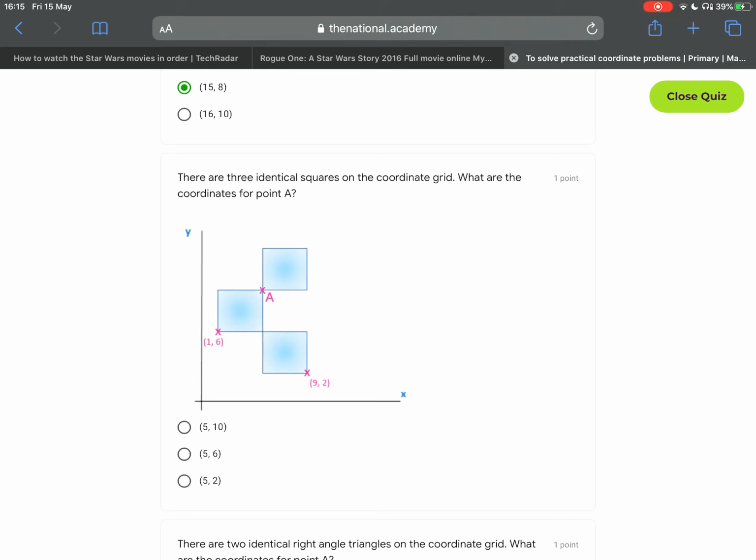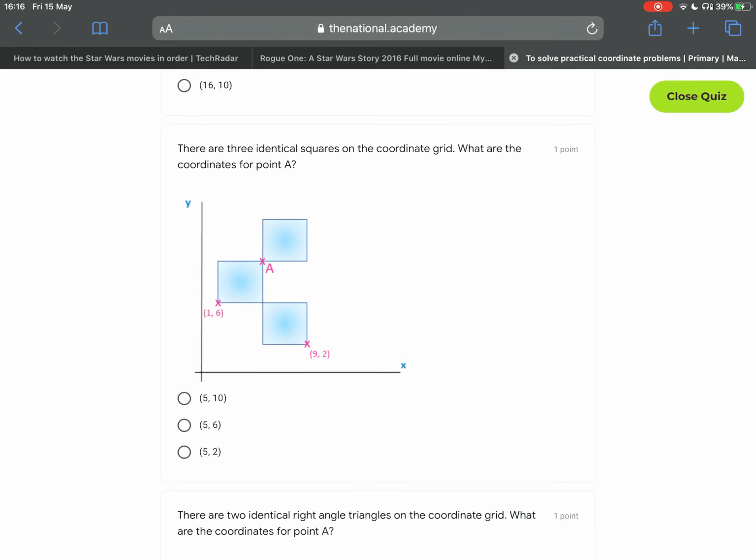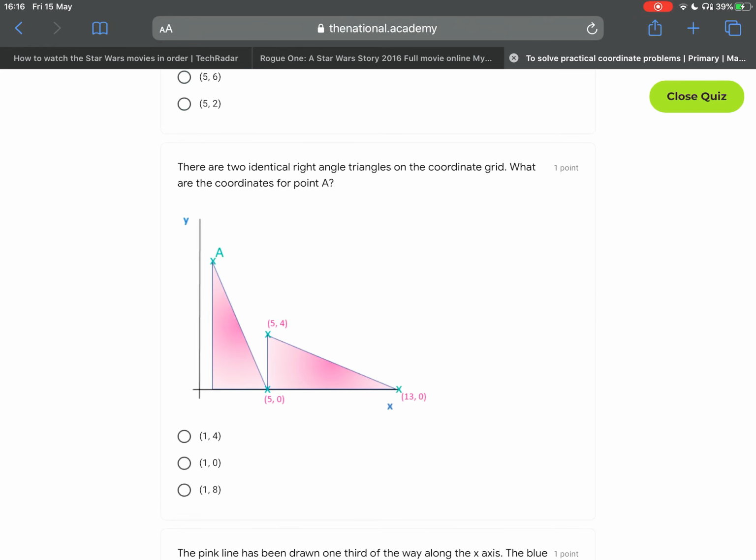What are the coordinates for point A? That is 8, so that means that's 4. So it would be 5, 10. These are 2 identical right angle triangles on the coordinate grid. What are the coordinates for point A? They would be 1, 8.